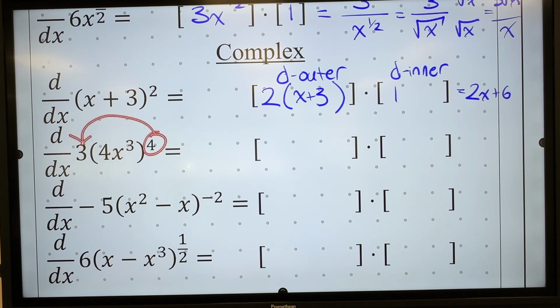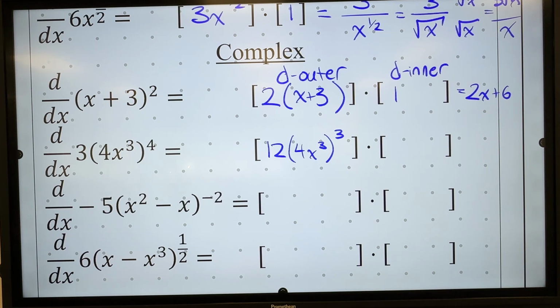Yep, so I'm going to get 12, and then do not touch the inner. 12 times the quantity of 4x to the power of 3, and the quantity, and its power is? Not 4. Yeah, this went from 4 all the way to 3. All right, that's doubter. Now dinner.